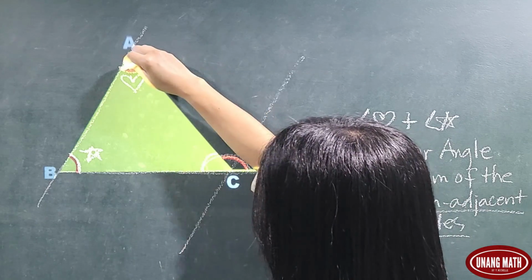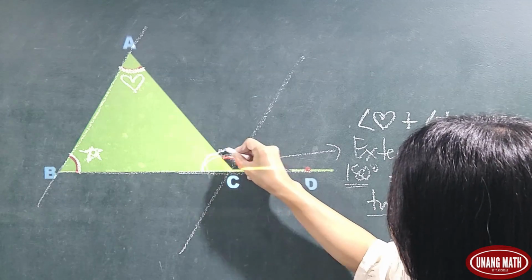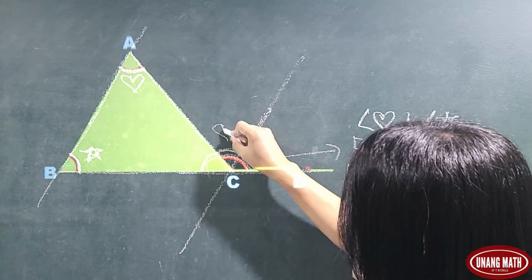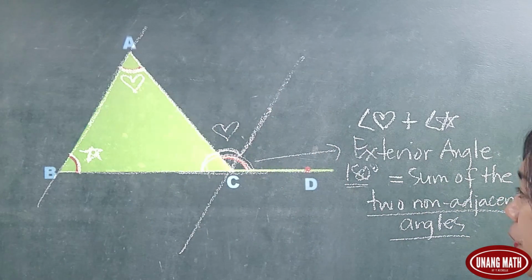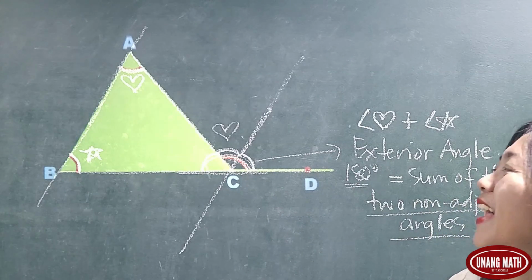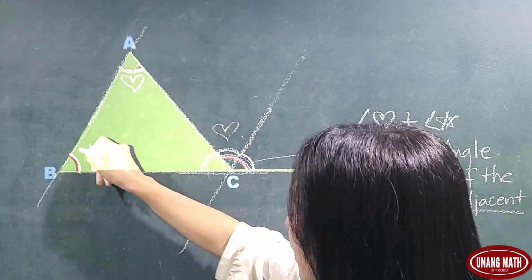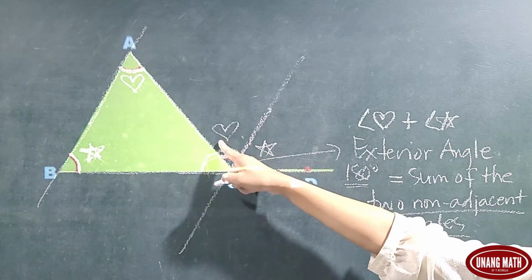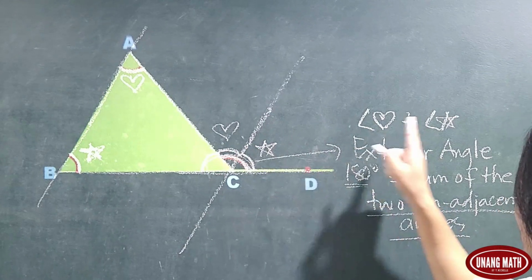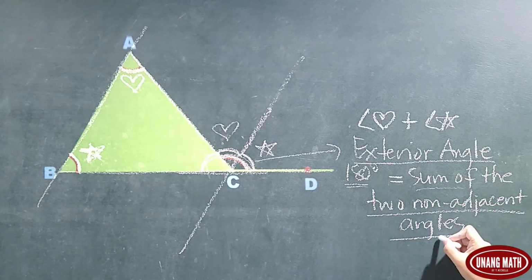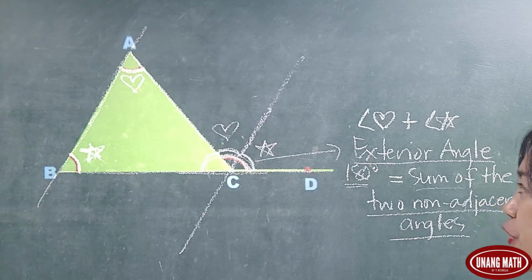This angle and this angle are alternate interior angles. So if this is angle heart, then this is also angle heart, because these angles are equal in measure. And this angle and this angle are corresponding angles. Corresponding angles are equal in measure, so if this is angle star, then this is also angle star. So the measure of this exterior angle is angle heart plus angle star. But if you know the property of the exterior angle, the sum of the two non-adjacent angles, it would be easier to find its measure.